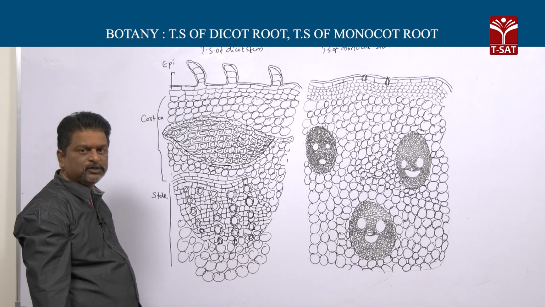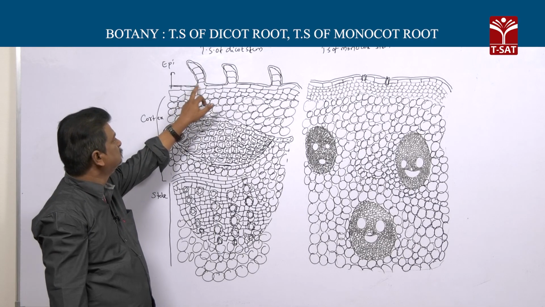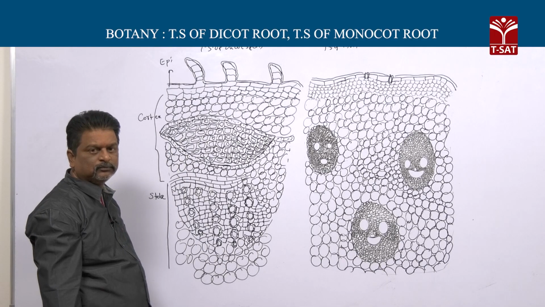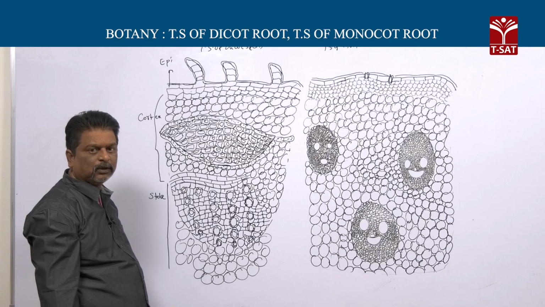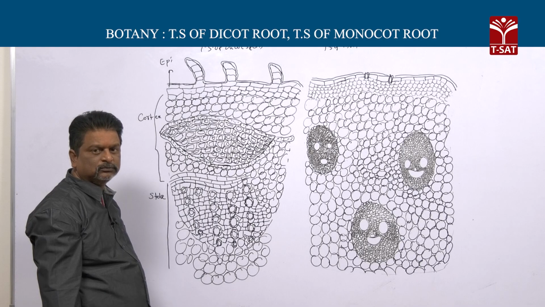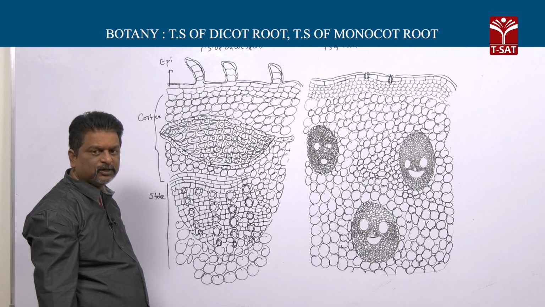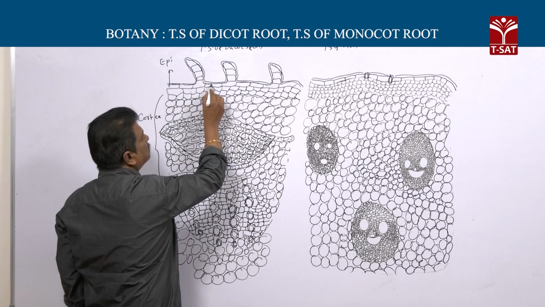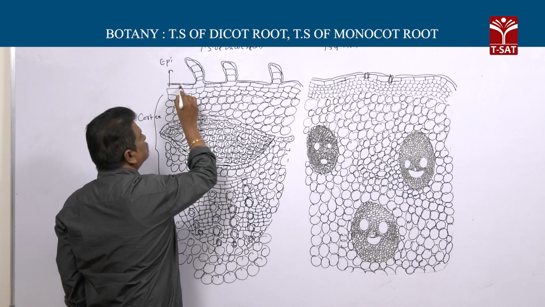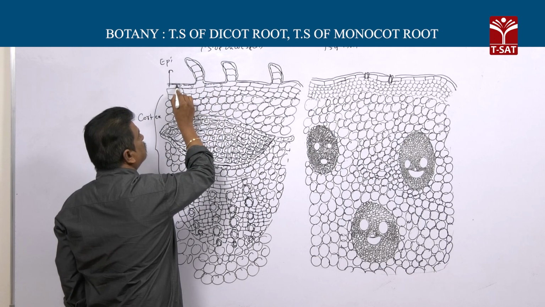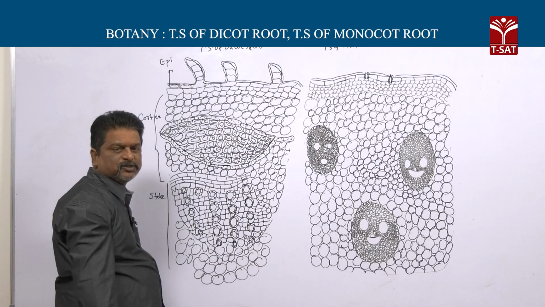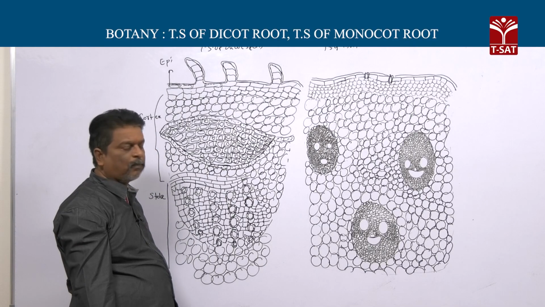then single layered, made up of rectangular cells. That is, cells are closely arranged. So intercellular spaces are absent, and cells are living cells. They contain vacuolated protoplast, but a chloroplast is absent.